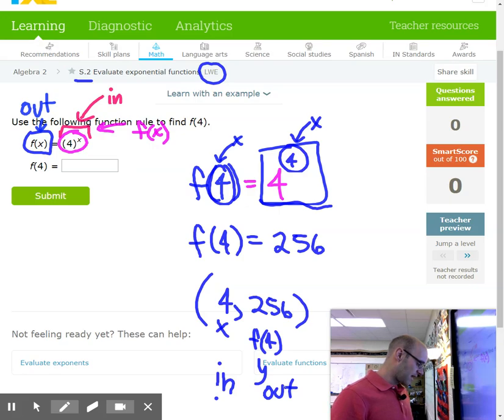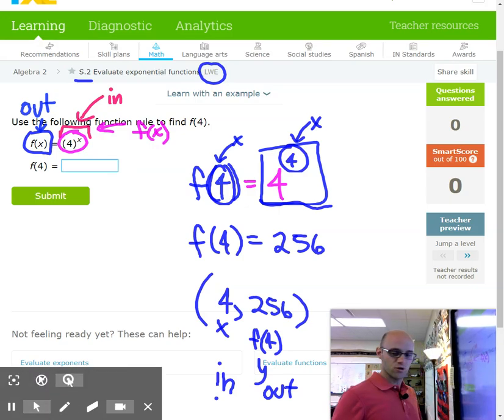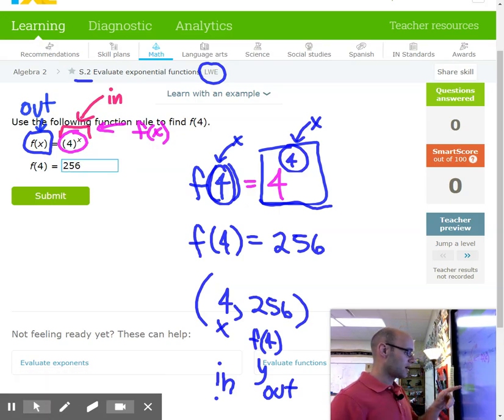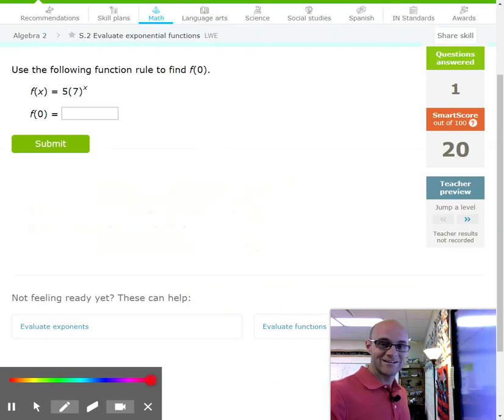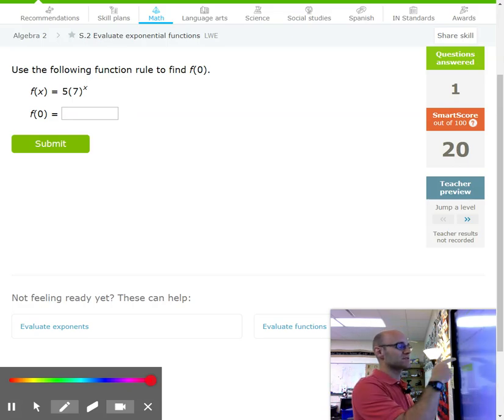Let's type it in, and let's take a look at another answer here. 256 was our answer. Let's take a look at another example. Okay, moving a little bit faster now. You've learned the background. You've learned some of the notation. They want us to find f of 0. So there's the function we call f.